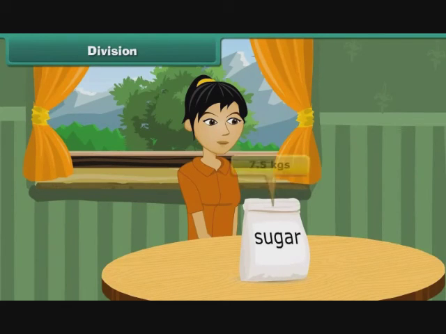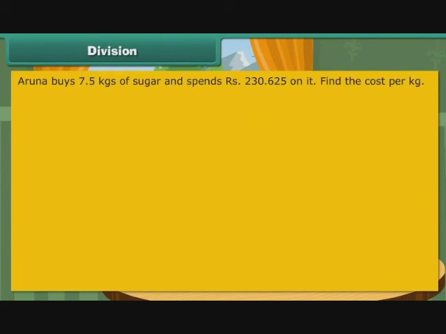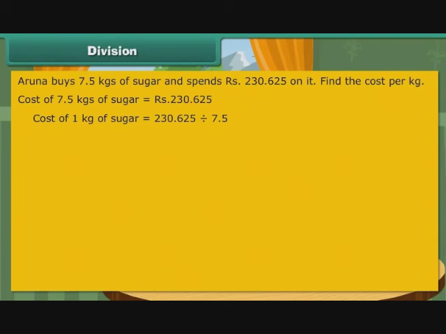Division. Aruna buys 7.5 kgs of sugar and spends rupees 230.625 on it. Find the cost per kg. Cost of 7.5 kgs of sugar is rupees 230.625. Cost of 1 kg of sugar is 230.625 divided by 7.5. To divide 230.625 by 7.5, we first remove the decimal point in the denominator by multiplying the denominator and the numerator by 10. A multiplication by 10 shifts the decimal point to the right by 1.